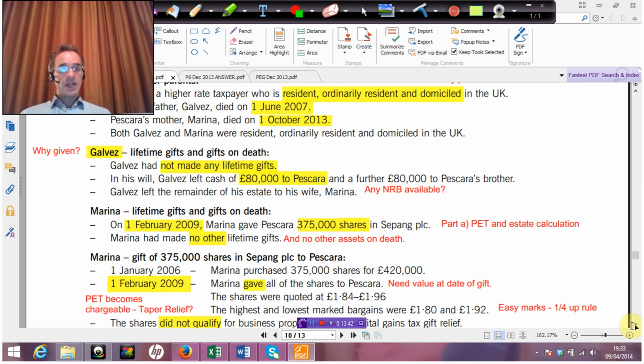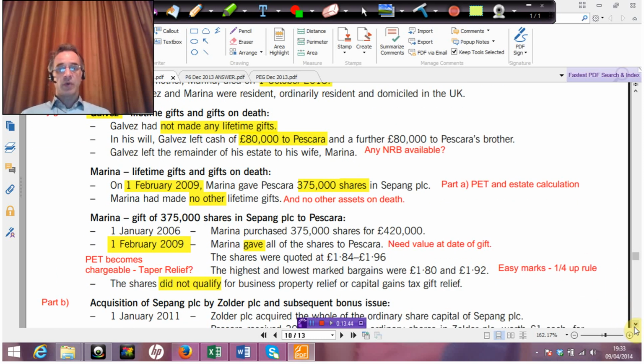Again, we're talking about the quarter up rule, and we know what that is, or we should be familiar with it. There are no curveballs in this area of the quarter up rule. Sometimes they'll give you quoted prices, the highest and lowest marked bargains, but they'll also say something like, and there was a special bargain to be had at XYZ price. And we always ignore special bargains.